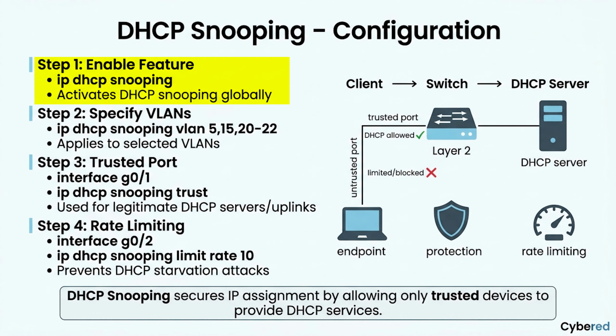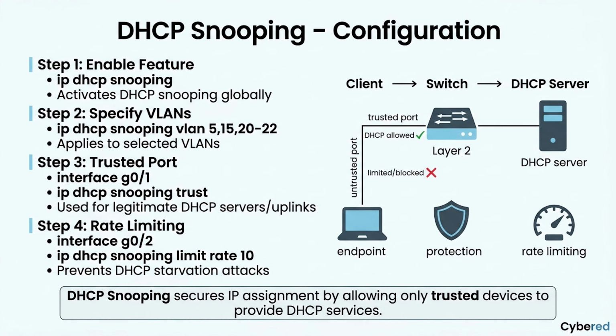Enable DHCP Snooping with ip dhcp snooping. 2. Specify VLANs: ip dhcp snooping vlan 5, 15, 20, 22. 3. Configure trusted ports: interface g0/1, then ip dhcp snooping trust. And step 4. Apply rate limiting on untrusted ports: interface g0/2, ip dhcp snooping limit rate 10.